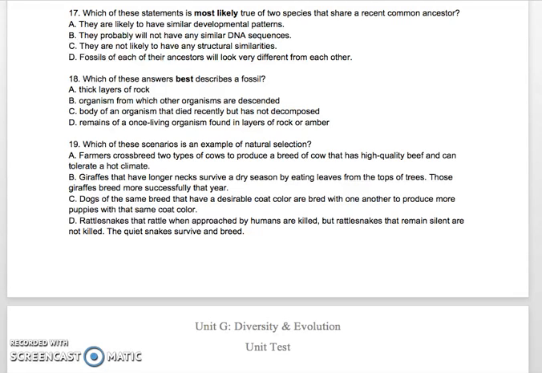Number 19. Which of these scenarios is an example of natural selection? A. Farmers crossbreed two types of cows to produce a breed of cow that has high quality beef and can tolerate a hot climate. B. Giraffes that have longer necks survive a dry season by eating leaves from the tops of trees. Those giraffes breed more successfully that year. C. Dogs of the same breed that have a desirable coat color are bred with one another to produce more puppies with that same coat color. D. Rattlesnakes that rattle when approached by humans are killed, but rattlesnakes that remain silent are not killed. The quiet snakes survive and breed.